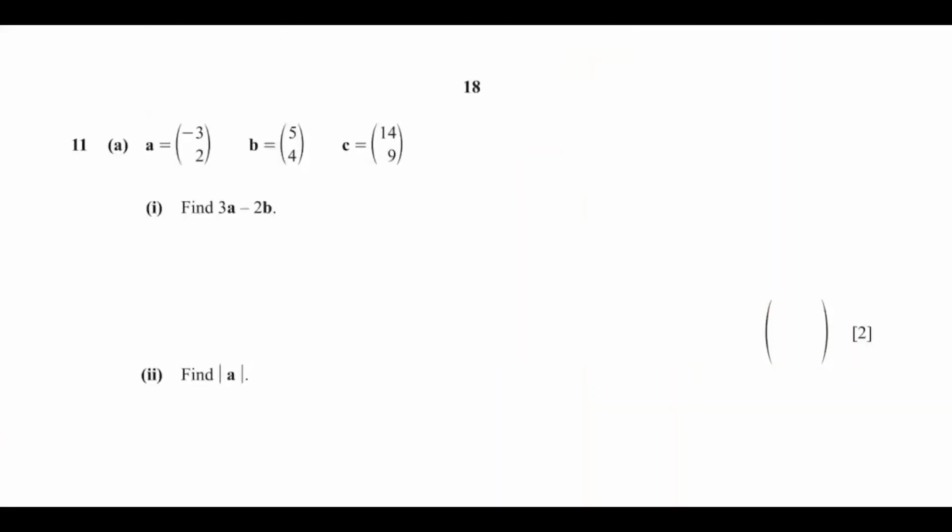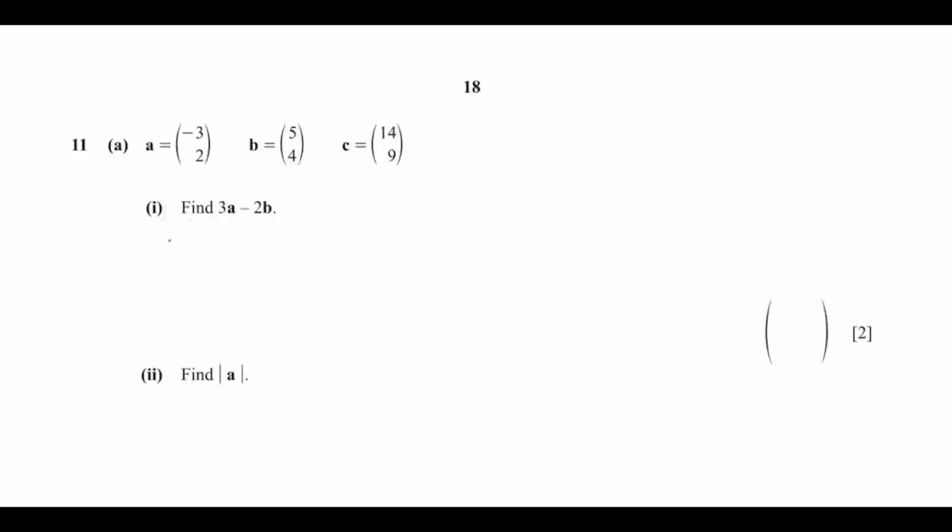That will be question 11 of paper 058042, October/November 2018. We have 3 vectors in column vector form. Okay, so find 3a minus 2b.